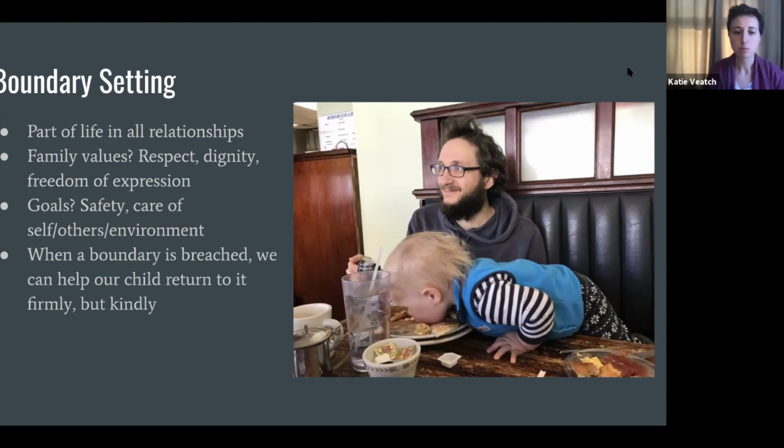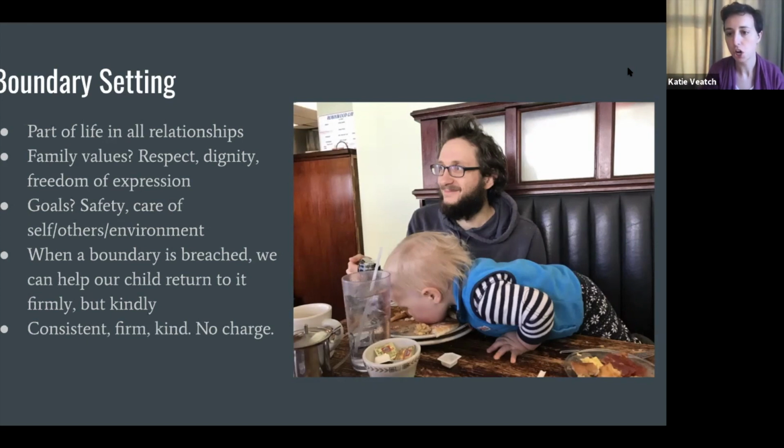So when a boundary is breached, we can help our children return to it firmly but kindly. We never need to do the shame, blame, guilt game where we're saying you should have known better. If you did what I told you, you wouldn't have fallen off that chair. Well, maybe next time you'll listen. We don't have to do that, right? They're going to make mistakes. It's how it goes. We can be consistent, firm, and kind.